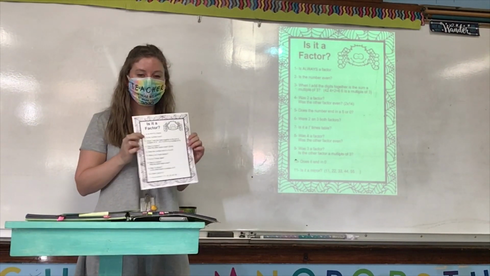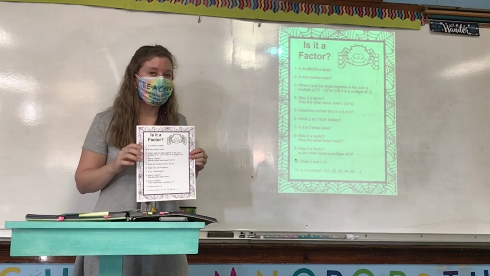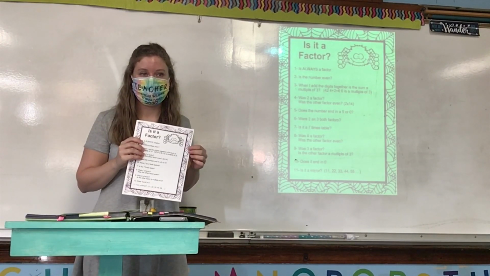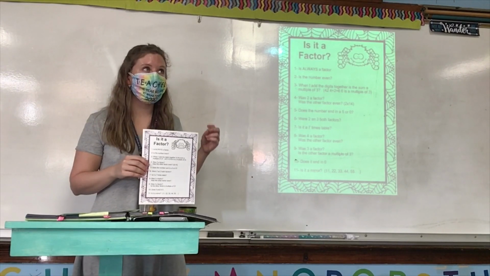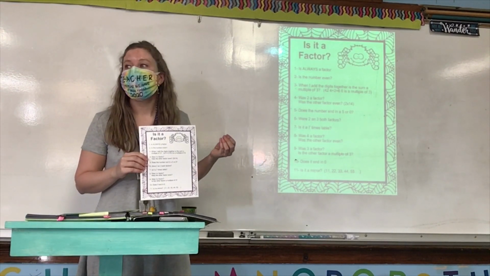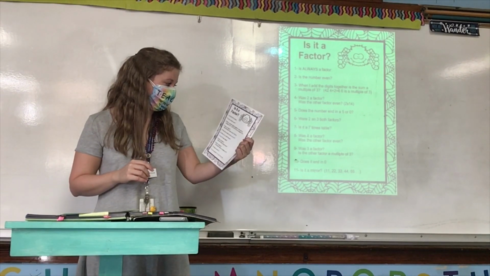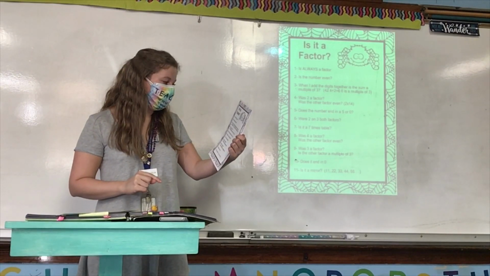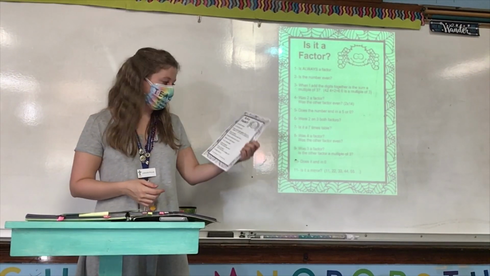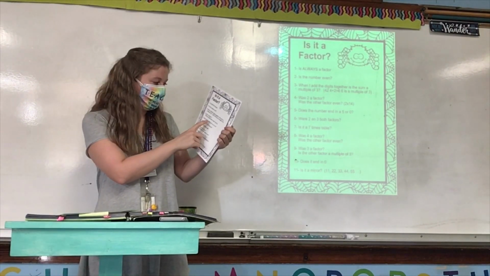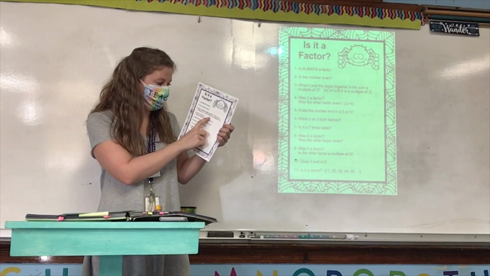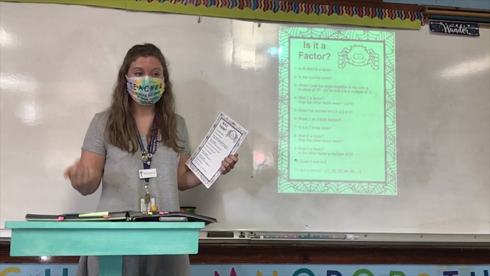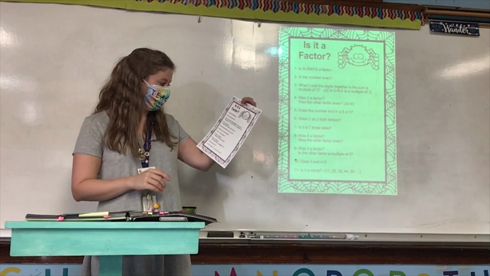2. Is 2 a factor? Well, is the number even? Does it end with 0, 2, 4, 6, or 8? Then 2 is a factor. If it ends with 1, 3, 5, 7, or 9, 2 is not a factor. It is odd. So 3. Is 3 a factor? If you add the digits together, is the sum a multiple of 3? For example, we have 42. If we add those digits together, 4 plus 2 is 6. Since 6 is a multiple of 3, that means 3 is a factor of 42.